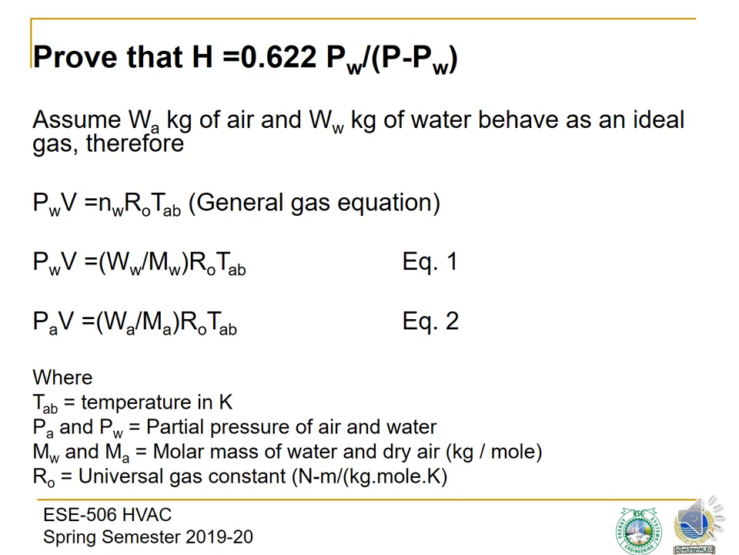So what we have done here, we have replaced the value of n. n is the number of moles, and Mw and Ma are the molar mass of water and dry air respectively. So what is a mole? Atomic weight, molecular weight, formula weight expressed in grams is called a mole. And we have substituted the value of nw by Ww over Mw, and similarly for air, we have substituted this value, and these two equations have been formed.